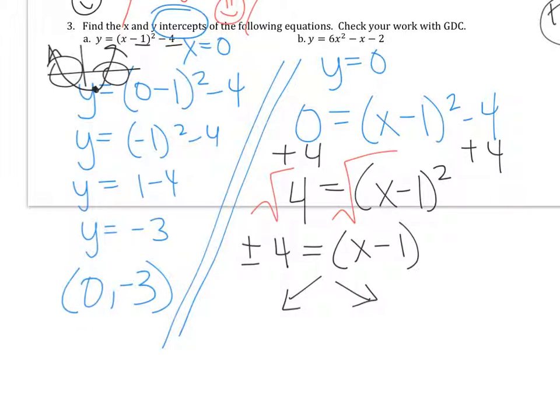Yes, hello. Wouldn't it be plus or minus 2, not plus or minus 4? Yes, good call. That's plus or minus 2. It's the square root. Whew. Lucky you are here. We would have been way messed up.